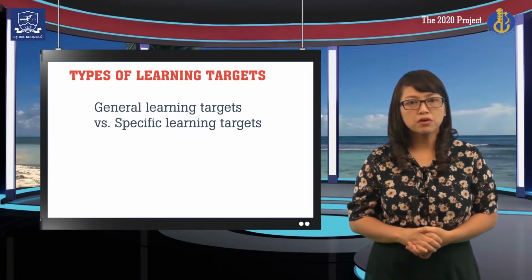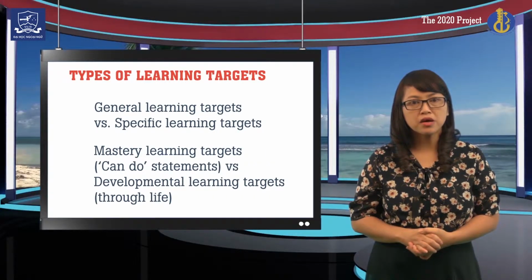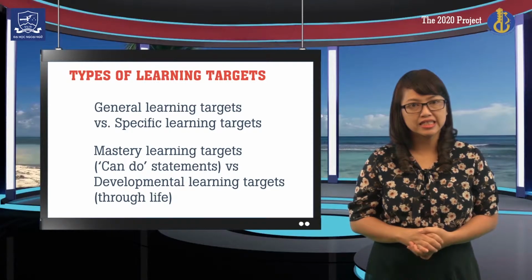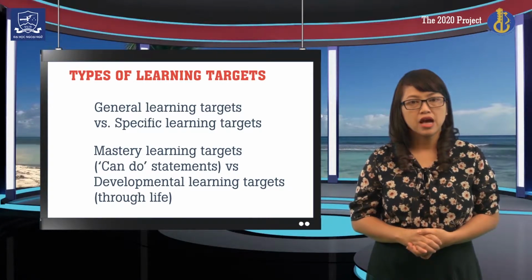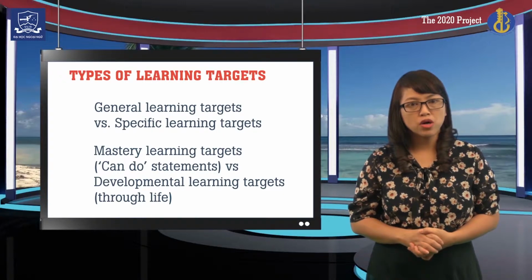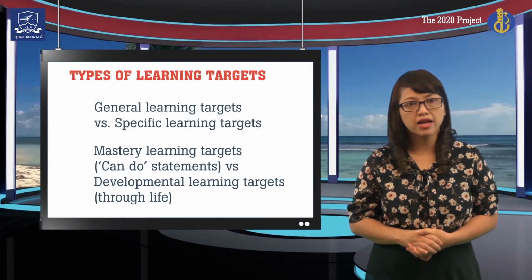Learning targets can also range in their mastery. If students have to practice the whole life to reach the target, they aim at developmental learning targets. An example is student ability to write creative and interesting stories. Mastery learning targets, on the other hand, often point out what students can do after a period of learning. They are similar to specific learning targets that I have just mentioned.